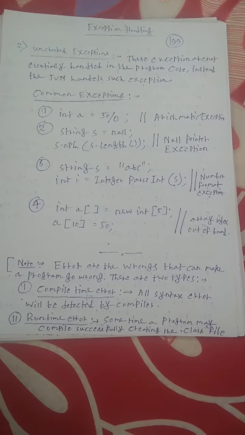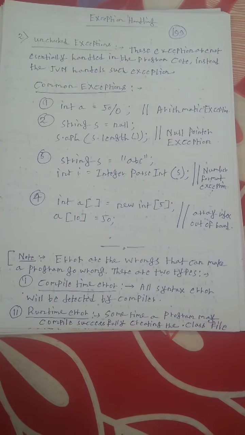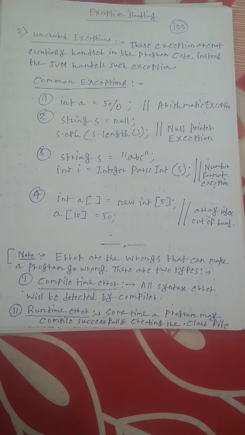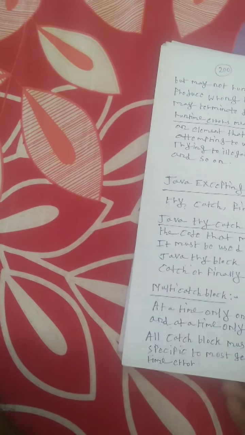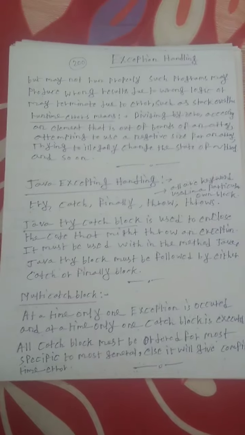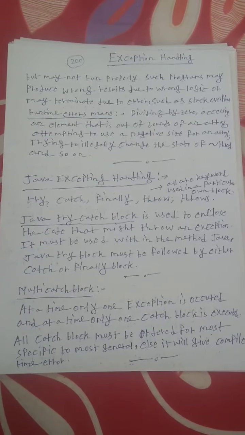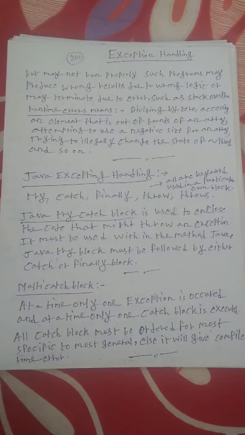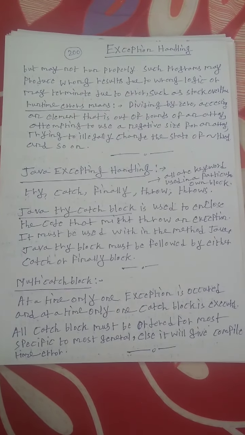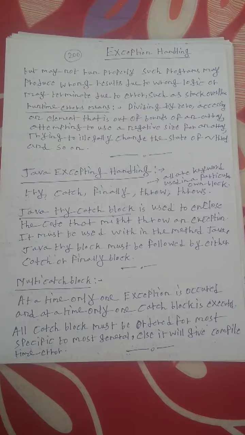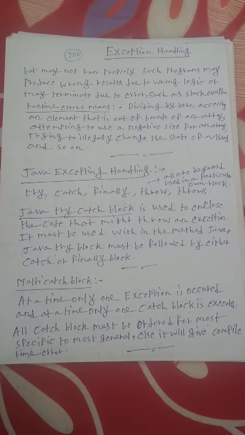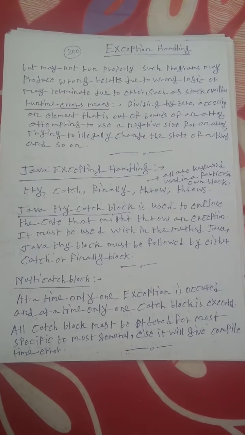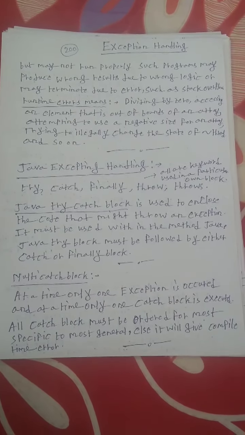Note that in compile time error, all syntax errors will be detected by the compiler. In runtime error, sometimes a program may compile successfully, creating the .class file, but may not run properly. Such programs may produce wrong results due to wrong logic or may terminate due to an error, such as stack overflow. Runtime error means dividing by zero, accessing an element that is out of bound of an array, attempting to use a negative size for an array, trying to illegally change the state of a thread, and so on.